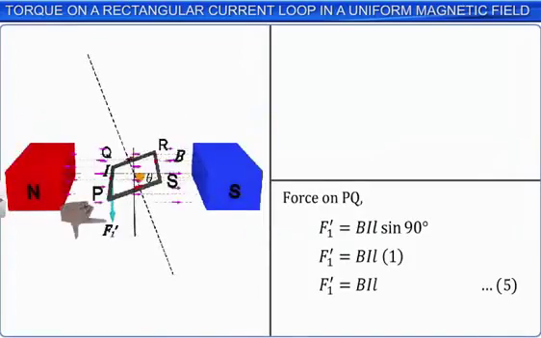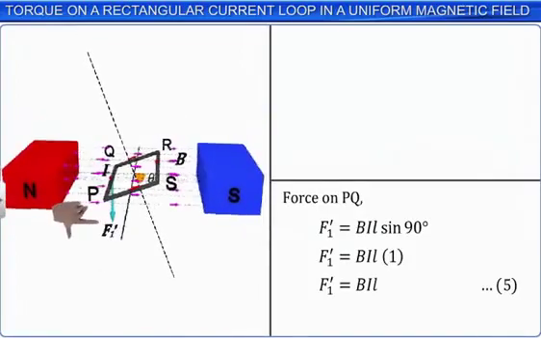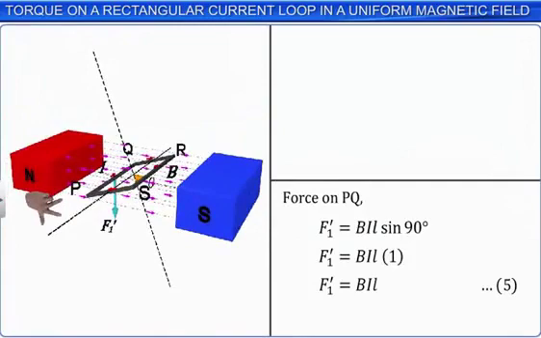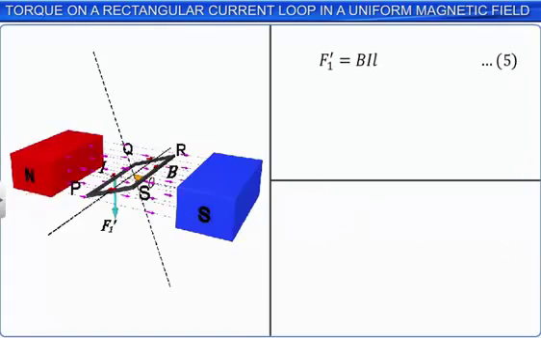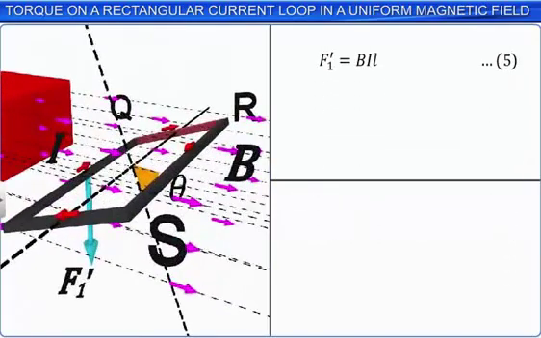Here, using Fleming's left-hand rule, we find that the force acts downwards in a direction perpendicular to the plane containing B and I. In the case of arm QR, the length of the arm QR is not perpendicular to the direction of the magnetic field. Area vector makes an angle theta with the magnetic field. Hence, the angle between the magnetic field and the current through QR is 90 minus theta.